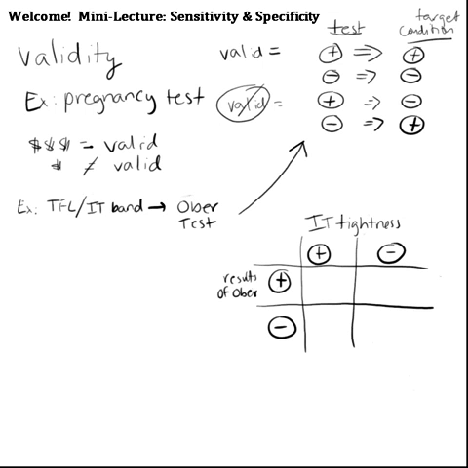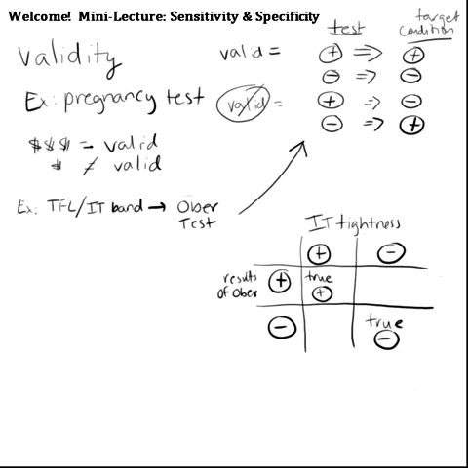if the patient actually has tightness of the IT band, and the result does come back positive, then we say that we have a true positive. If the patient does not have the target condition or the tightness, they're negative for that, and the test does come back negative, then we have a true negative.